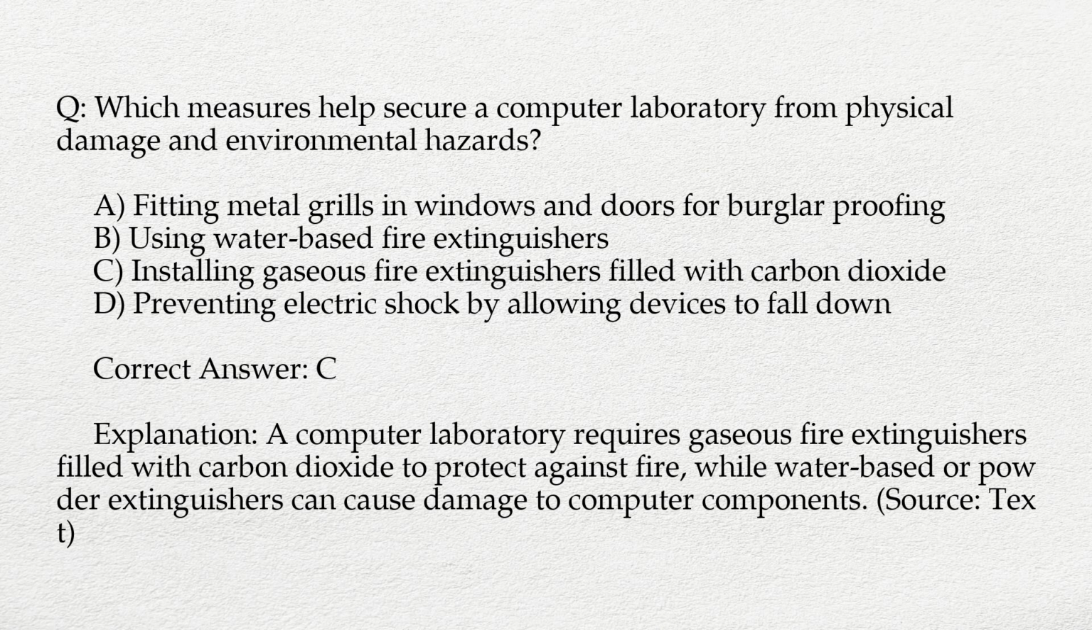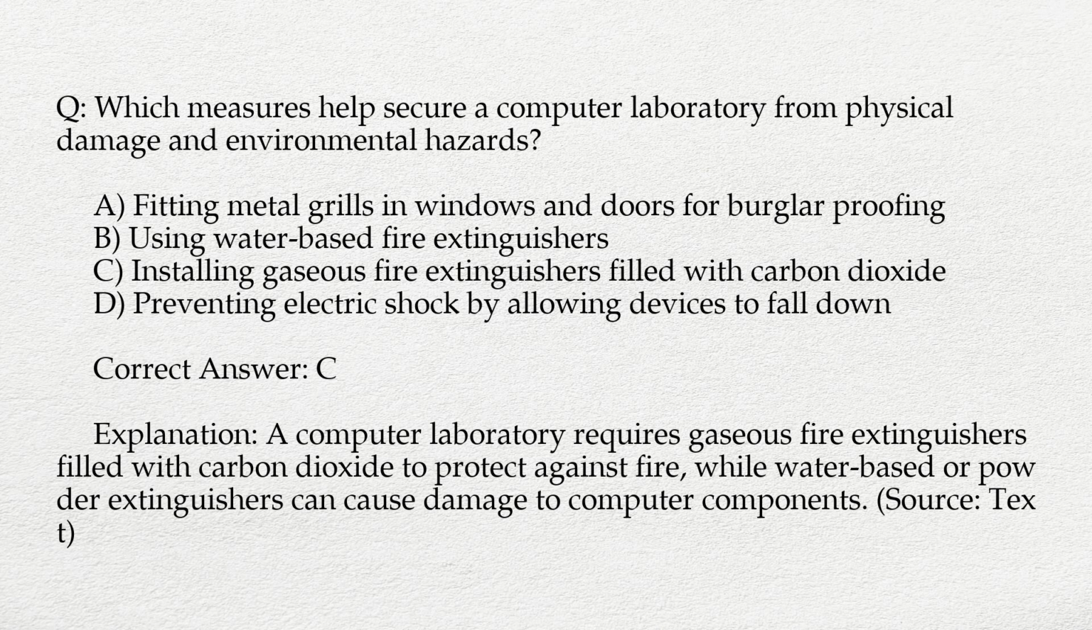Q. Which measures help secure a computer laboratory from physical damage and environmental hazards? A. Fitting metal grills in windows and doors for burglar proofing. B. Using water-based fire extinguishers. C. Installing gaseous fire extinguishers filled with carbon dioxide. D. Preventing electric shock by allowing devices to fall down. Correct answer, C. Explanation. A computer laboratory requires gaseous fire extinguishers filled with carbon dioxide to protect against fire, while water-based or powder extinguishers can cause damage to computer components.